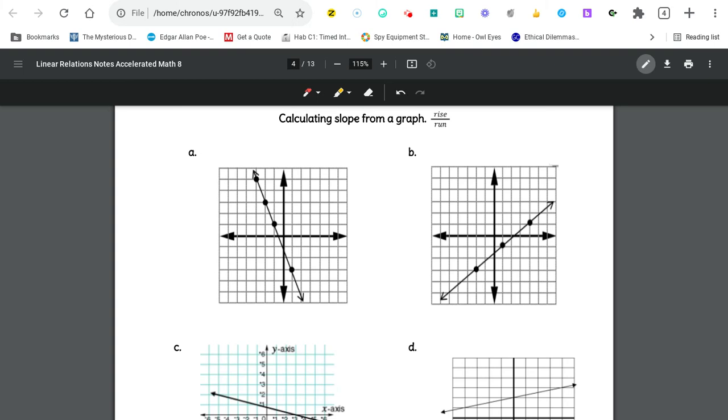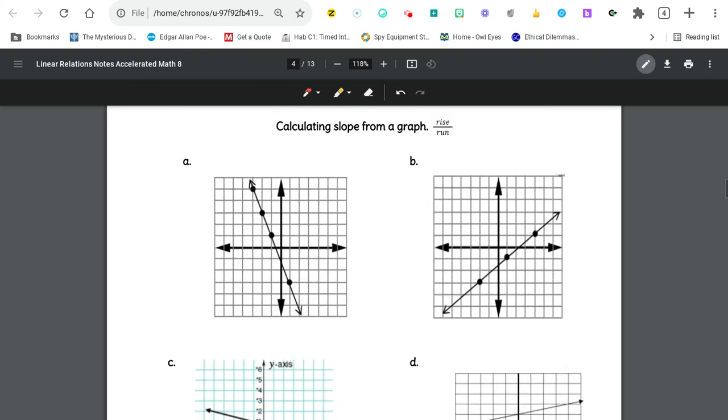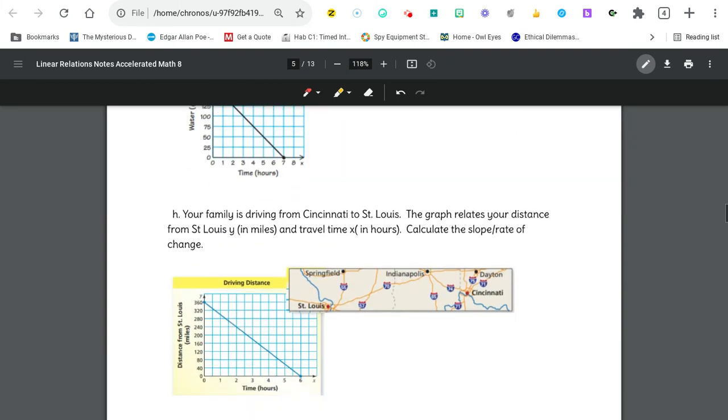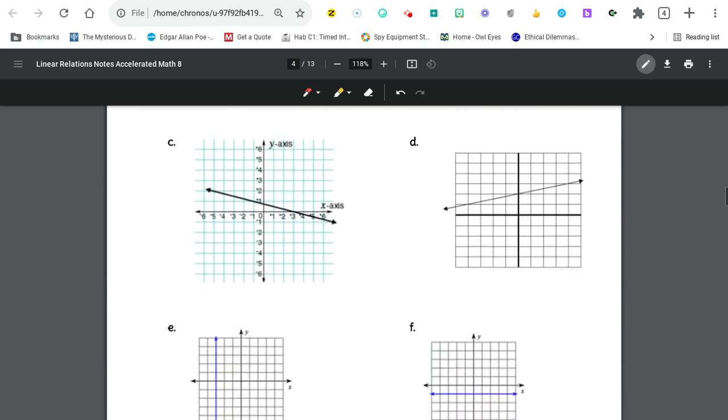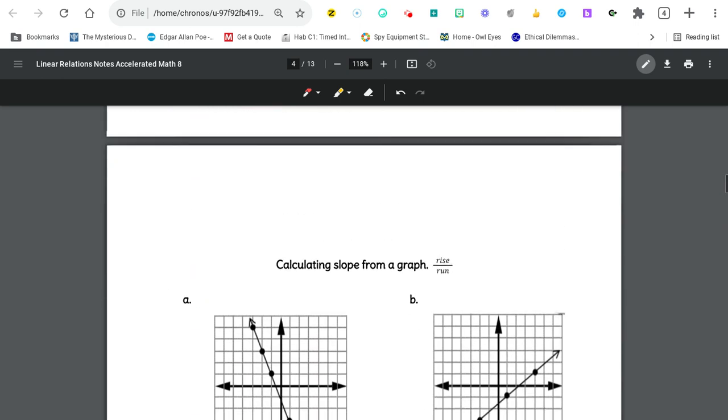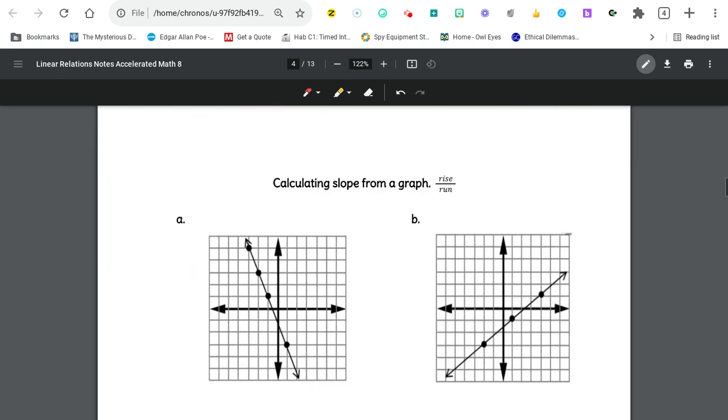All right, so for this video, I'm going to go over calculating slope from a graph and also calculating slope from, I think it's going to be 2 points. Yeah, we'll do that. All right, so let's go over calculating slope from a graph.